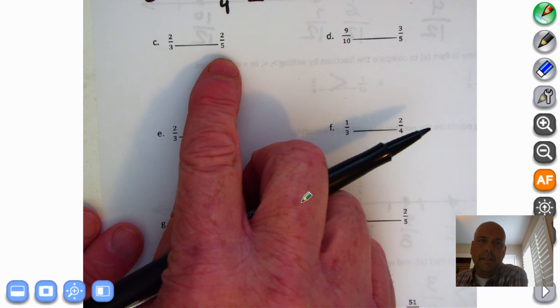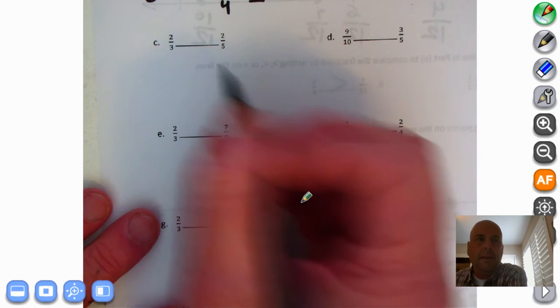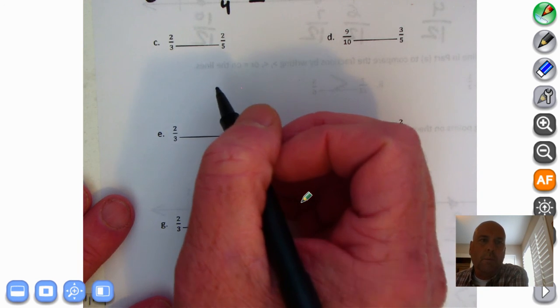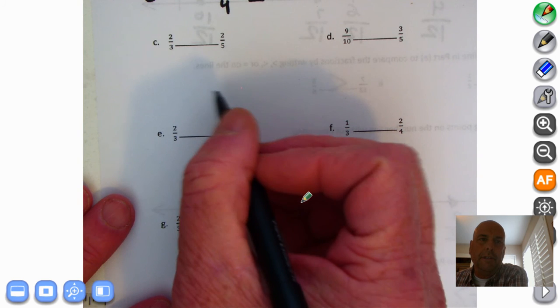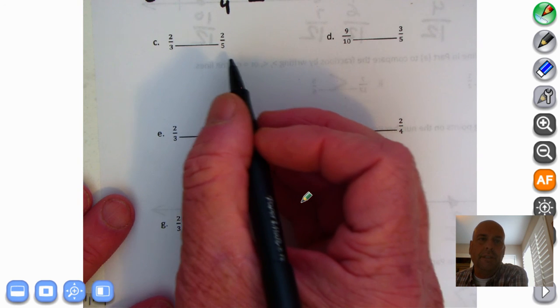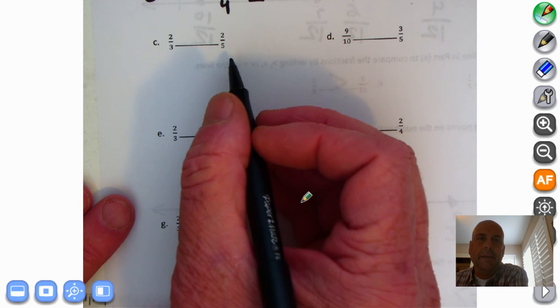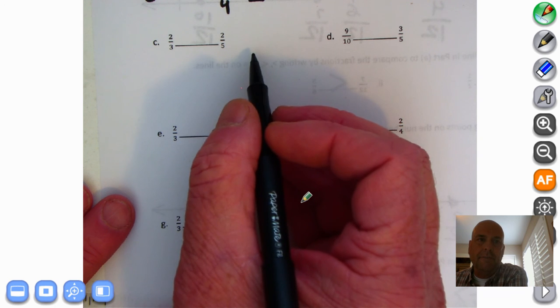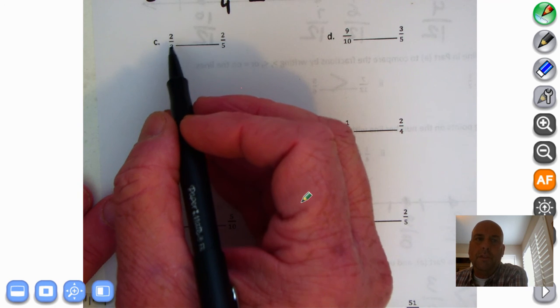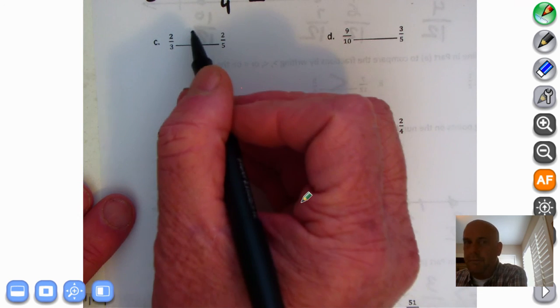Think about it. Let's just think about that. What is closer to being 1 whole? Well, I have 1/3 to go here, but I have 3/5 to go there to get to 1. 2/5 plus 3/5 is 5/5. So I'm thinking 2/3 is greater than 2/5.